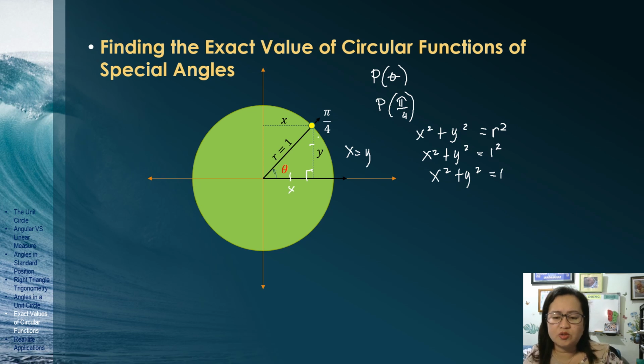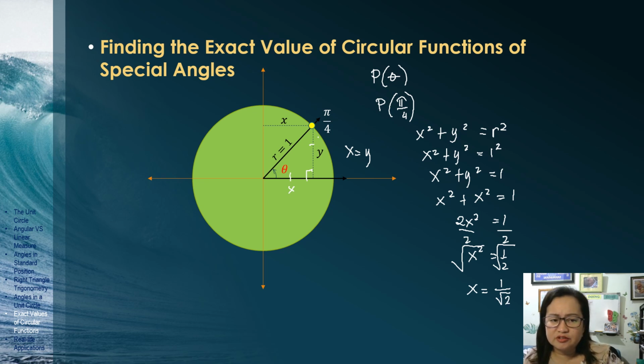Let's just use one variable, so this means we can just write x squared plus x squared, if we would like to replace y by x. Simplifying this, we will have 2x squared equal to 1. We divide by 2, so we have x squared is equal to 1/2. Then we extract the square roots on both sides. So x is equal to 1 over square root of 2.